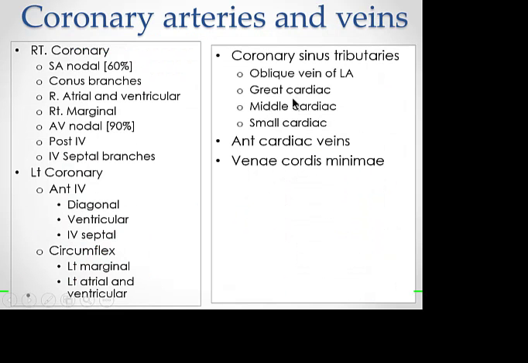And then on this next slide, notice how it says coronary sinus tributaries. Only these four are named under it. Anterior cardiac is by itself, just as vena cordis minimi is by itself. So always kind of pay attention to little things like this, okay?